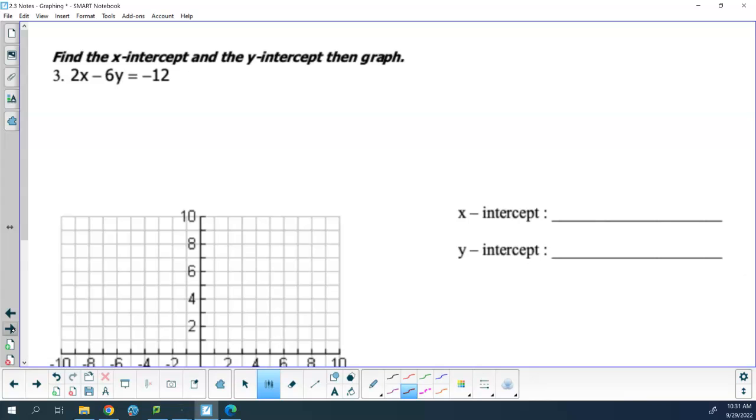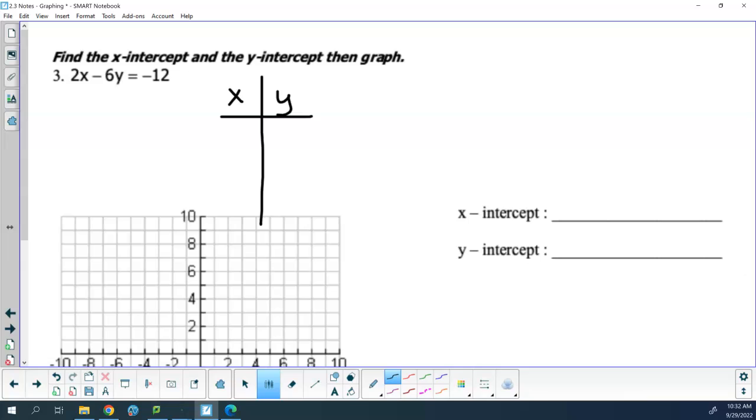So this one needs the x and the y intercepts, and I'm also going to show you how to do it in a little bit of a different method too. The method that we have left to do is t-chart, right? Well, you can find the intercepts using a t-chart the same way. So I make myself a t-chart.